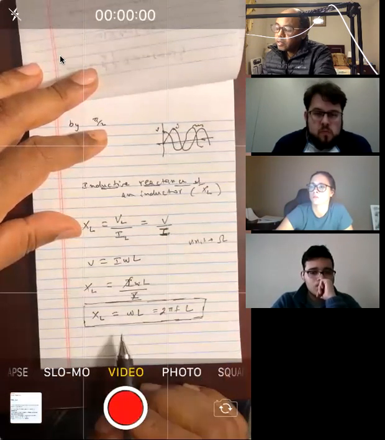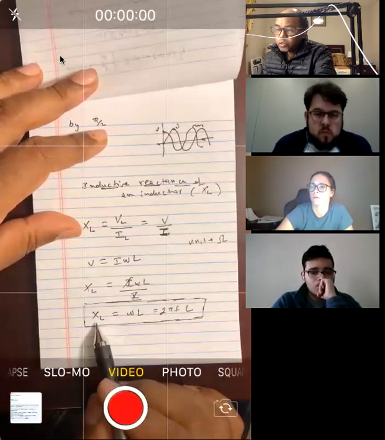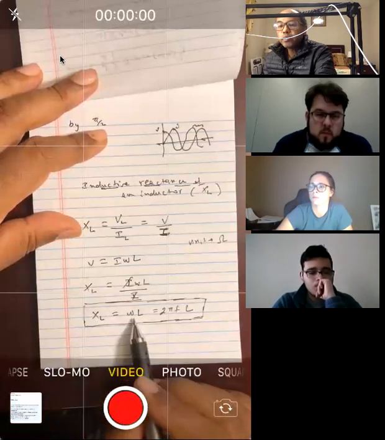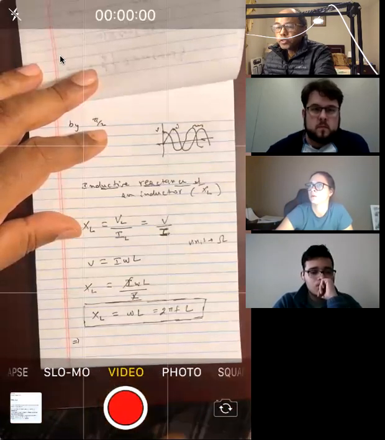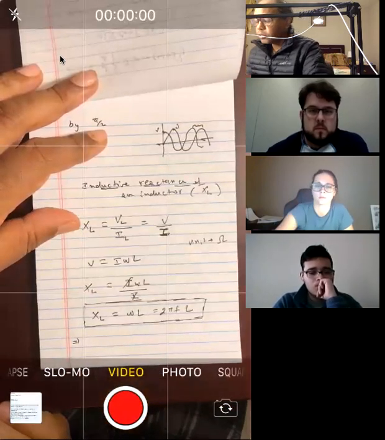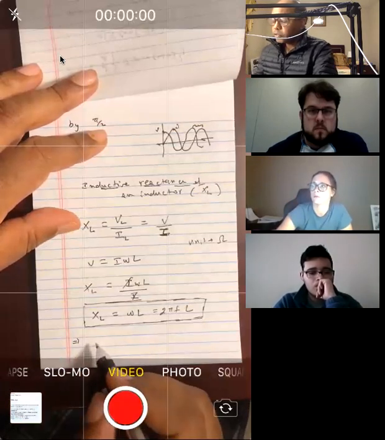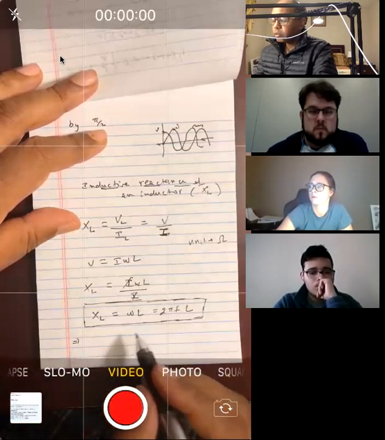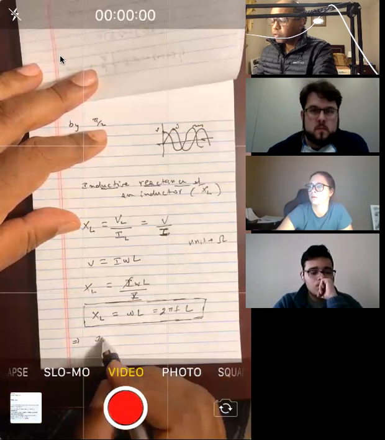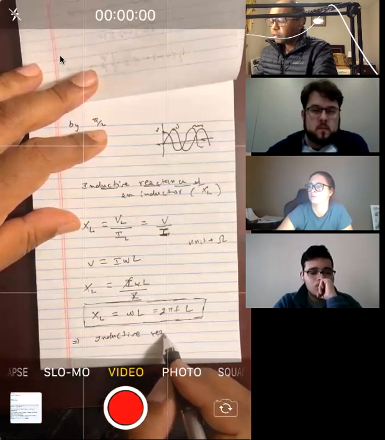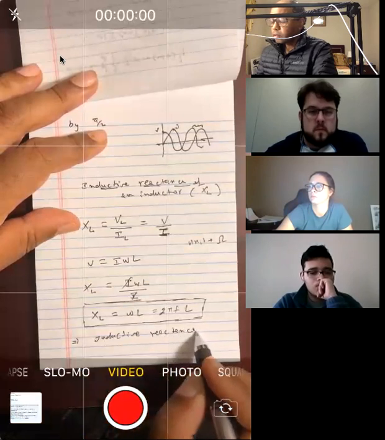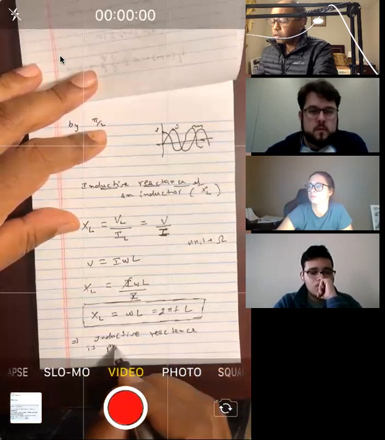So what does it tell us? In this case, the resistance of an inductor is proportional to frequency. It increases with frequency. So the important conclusion here is that one of the properties that makes it very important in electronics is that its resistance is proportional to the frequency. So inductive reactance is proportional to frequency.